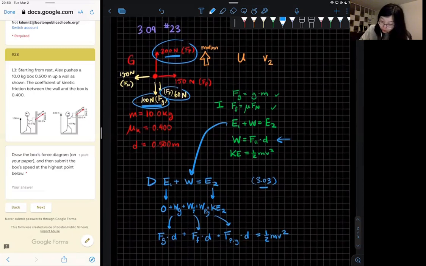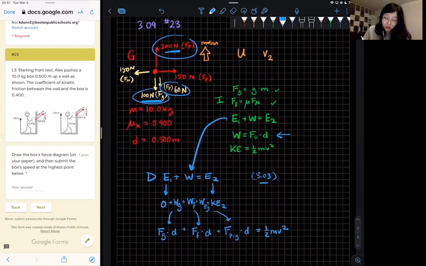If you actually plug in the numbers, so I guess -100, again, it's pointing down, so it's negative, times a +5 going up, plus -60 times 5, plus +200 times 5 equals 1/2. I guess m is 10 and v is unknown. I have an equation, I have one unknown. I should be able to solve from here.